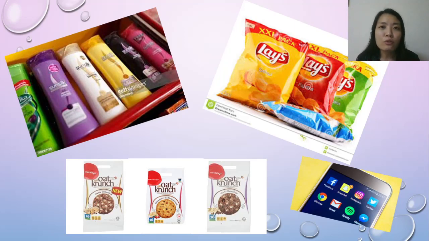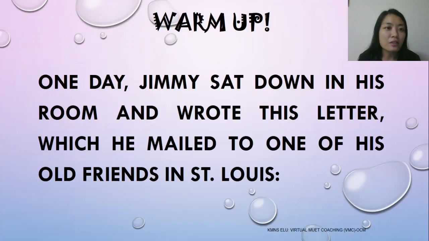I'm just going to show you a very simple sentence. Read the sentence, and then actually you won't realize it, but your brain is actually picking up the keywords from the sentence in order to help you to comprehend. And that will be very easy because it's only one sentence. Let us try, okay? One day, Jimmy sat down in his room and wrote this letter, which he mailed to one of his old friends in St. Louis. Okay, very simple, isn't it? He sat down in his room, wrote the letter, and mailed it to one of his friends.